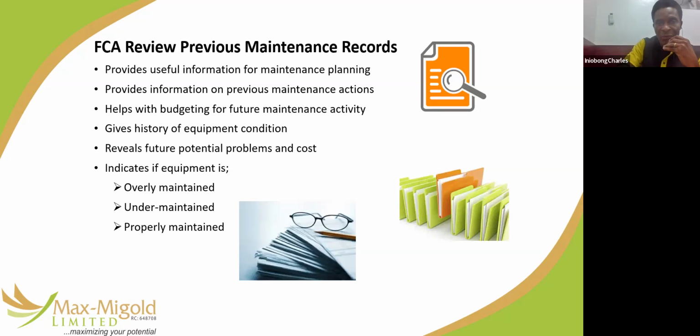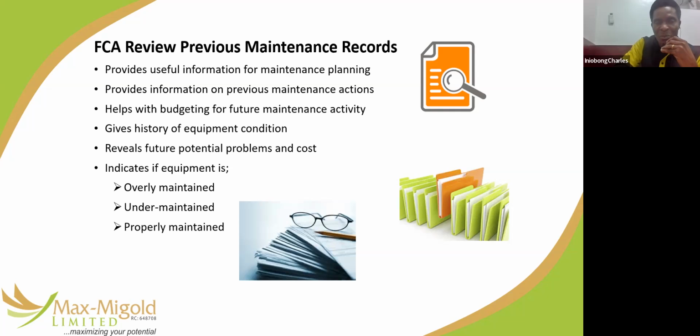The FCA reviews previous maintenance records. You need to review, like I said, your previous maintenance record, and you should be able to say, okay, this is where we are right now. You can use that for budgeting. It provides useful information for maintenance planning, provides information on previous maintenance actions, and helps with budgeting for future maintenance activity. So with good records, you'll be able to budget.